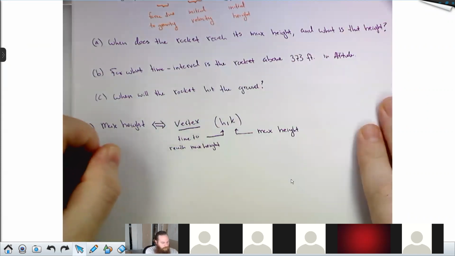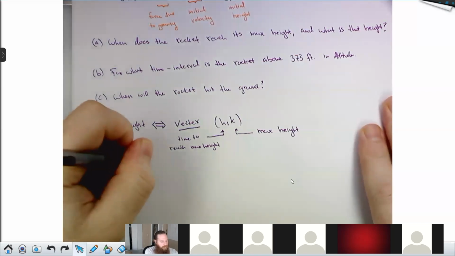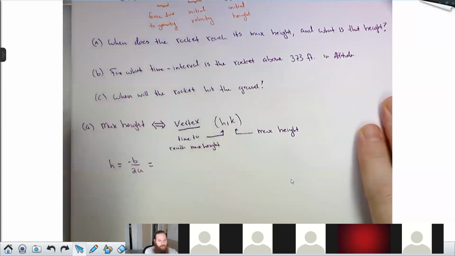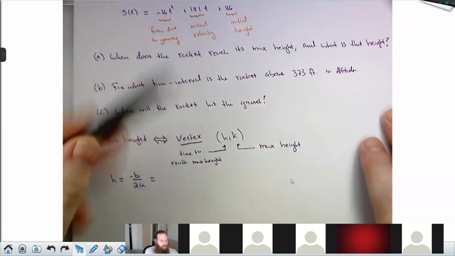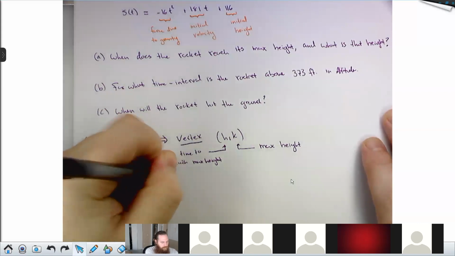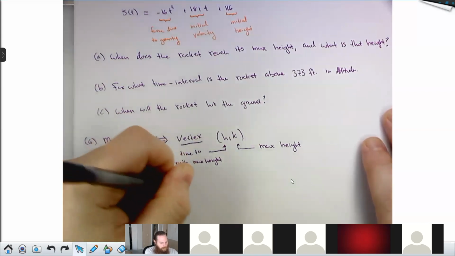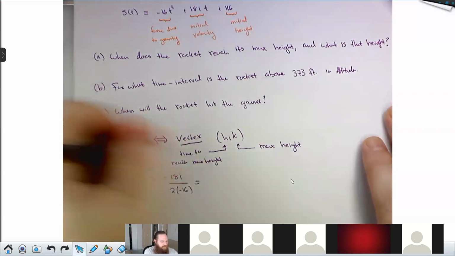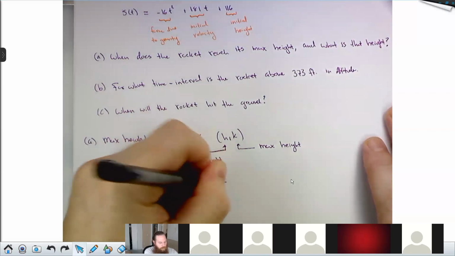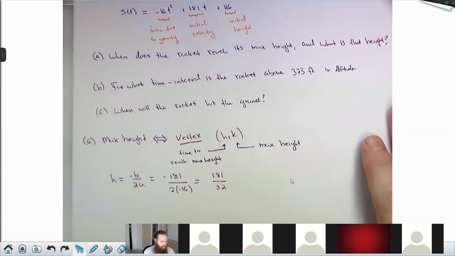So how do I find the vertex? Well, h is always -b over 2a. So here, what is b? What is a? a is -16, b is 181. So this is -181 over 2 times -16. The negative over negative will be positive. This is 181 over 16 times 2 is 32. I don't know if that can be simplified at all.